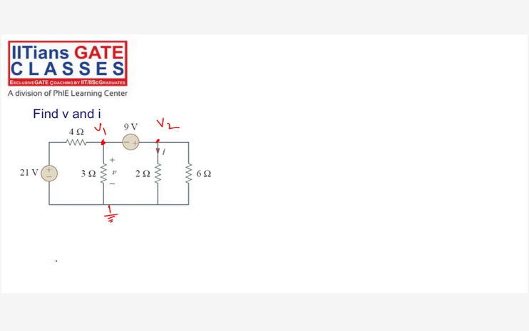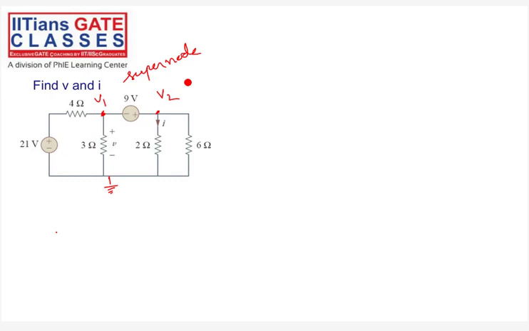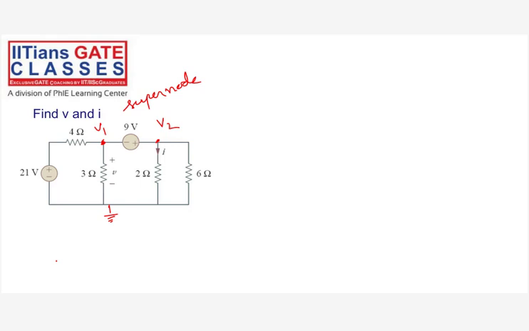Then again here I need to neglect this, so I need to consider the equation from here. I write down the leaving currents: V2 by 2 plus V2 by 6 is equal to 0. So you understood what I did? I combined nodes 1 and 2. Because it's a super node, I have to neglect this. I combine these two nodes and write the node equation directly in terms of V1 and V2: (V1 minus 21) by 4, V1 by 3, V2 by 2, and V2 by 6. This is your node equation, so this is one equation.